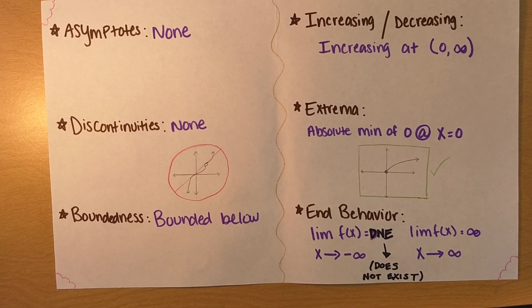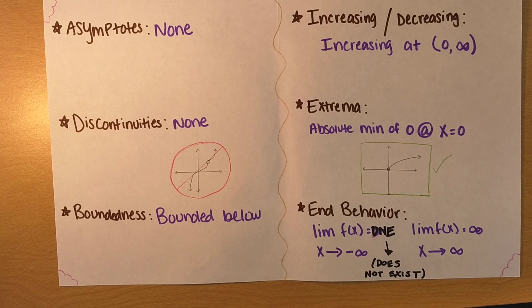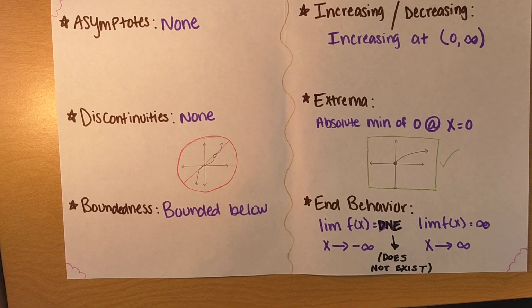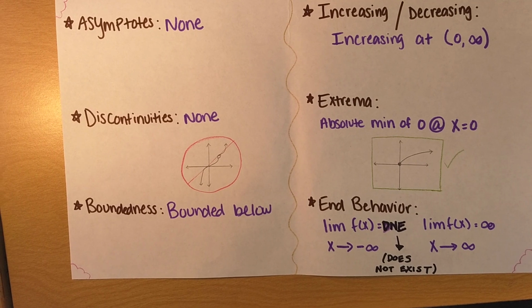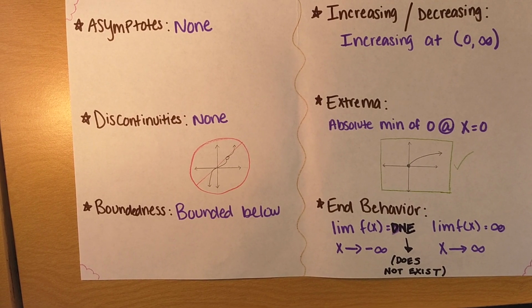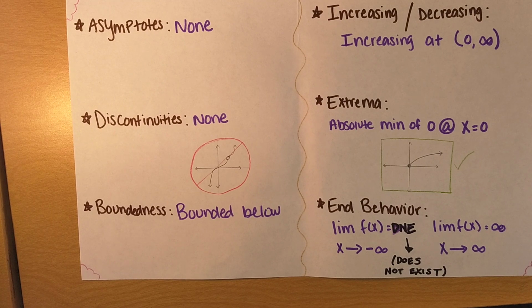The extrema has an absolute minimum of 0 at x equals 0. This can be seen in the graph as the values stop at (0, 0). The end behavior for a square root function is the limit of f of x as x approaches negative infinity does not exist, because the function has a limited domain and range. The limit of f of x as x approaches infinity is infinity.